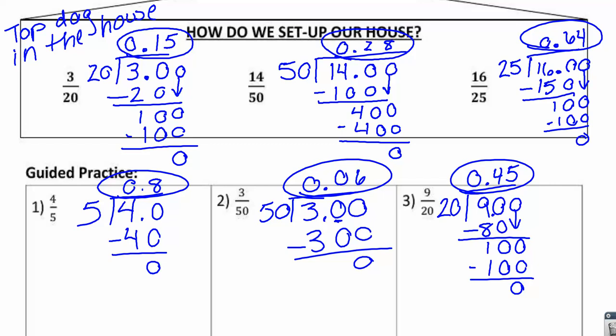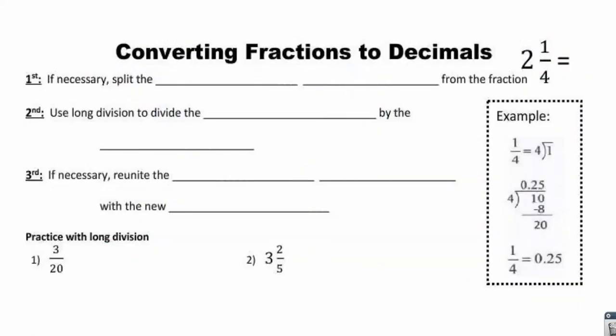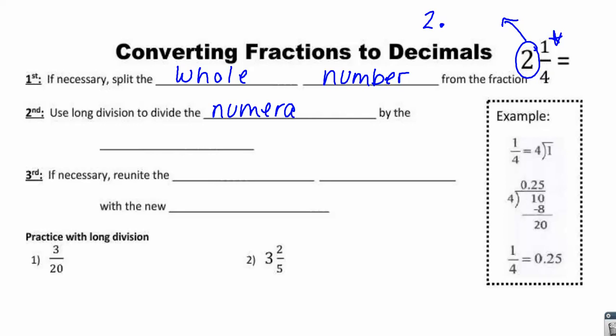All right, so let's talk a little bit more about how to convert fractions into decimals. It says, if necessary, split the whole number from the fraction. So I'm going to take this 2 and split it from the fraction. So now I know it's going to be 2 point something because I need to figure out what this fraction is. Use long division to divide the numerator by the denominator.